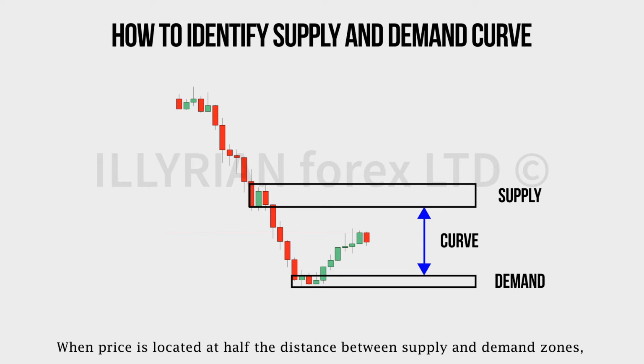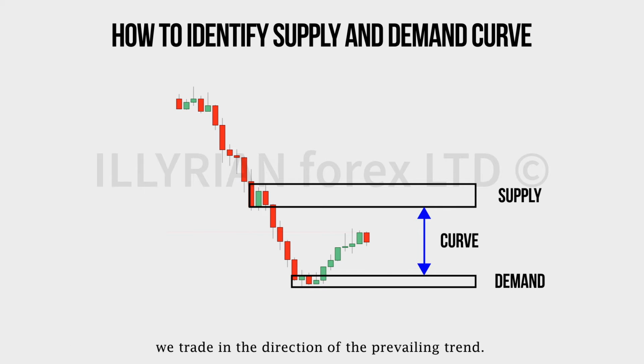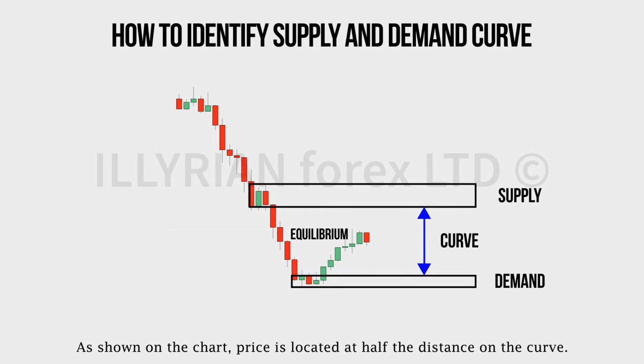When price is located at half the distance between supply and demand zones, we trade in the direction of the prevailing trend. We say that the price is at the equilibrium. As shown on the chart, price is located at half the distance on the curve. This is called the equilibrium, where buyers equal sellers.